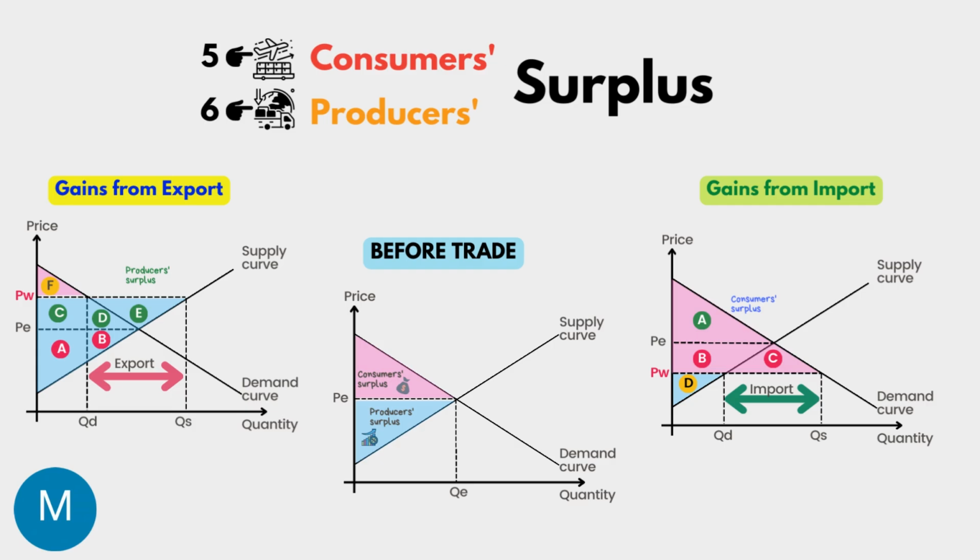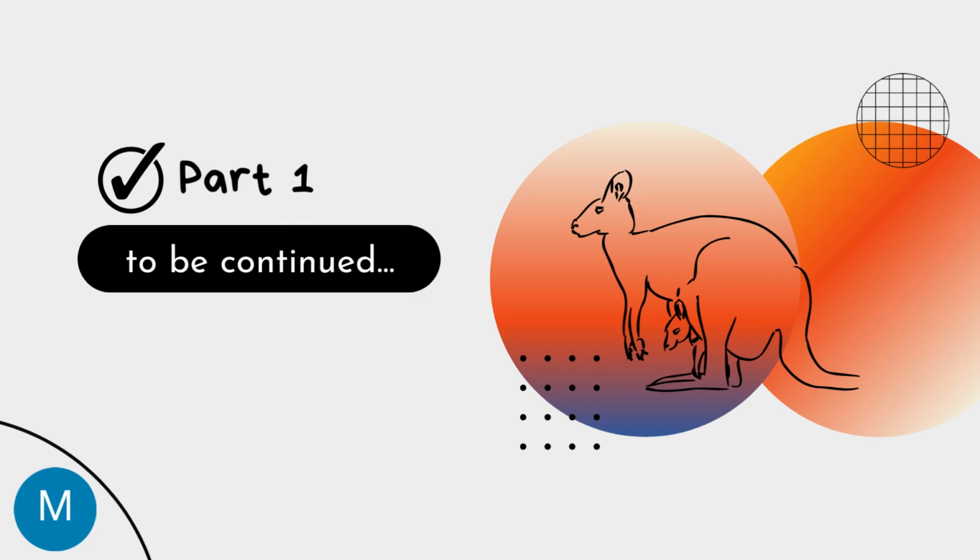So let's take a look at the gains from export graph. Do you still remember? For the export graph, the world price must be above the PE, the domestic price. So we shift the price line upward. And you could see the producer surplus increases after export, whereas the surplus for consumers reduces. The triangle for consumers becomes smaller after trade. The producer surplus increases from AB to ABCDE, whereas the consumer surplus reduces from CDF to F. On the other hand, after import, the gains for consumers increase, whereas the producer surplus reduces. So that's the end of part 1.